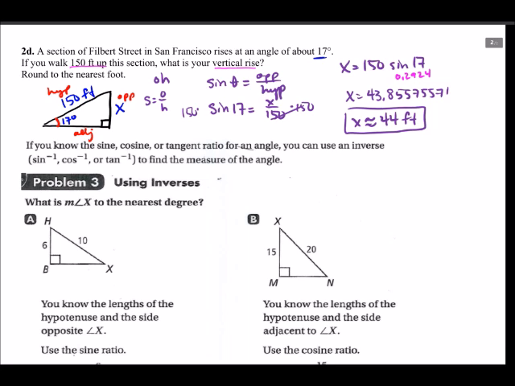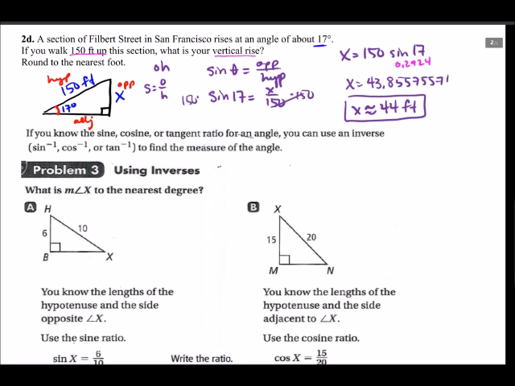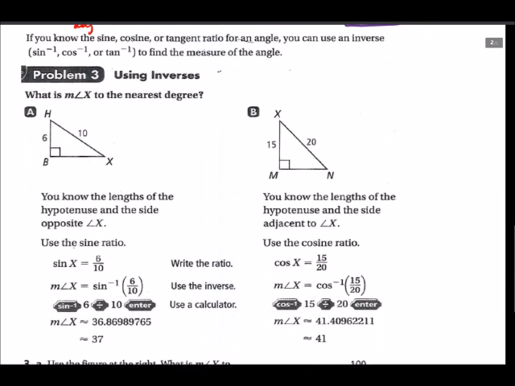Okay. So forward trig, not too bad. Label your triangles, write your formula, everything's easy. Use your calculator, trig table, everything's easy. What happens when we know the side but want to find the angle? Well, you look at these examples.